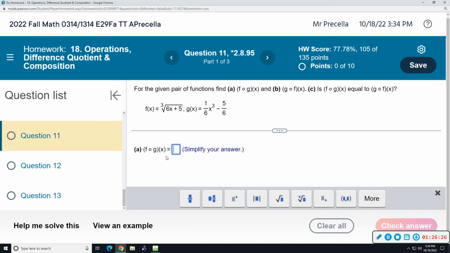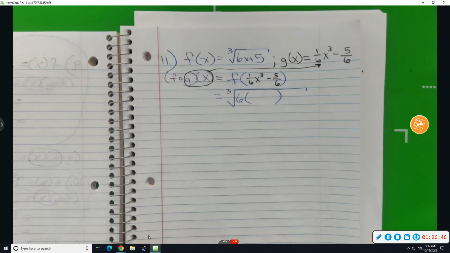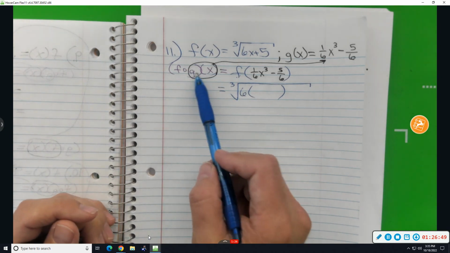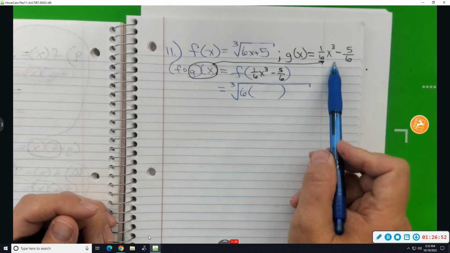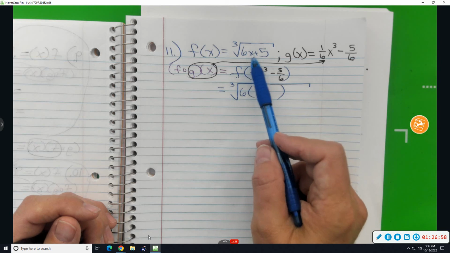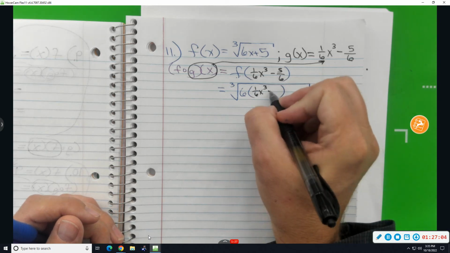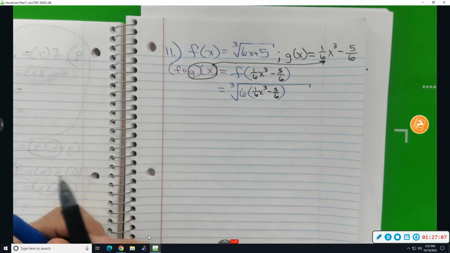Oh, this isn't going to be as bad as it looked at first glance. So we have that cube root and the radical. We have a 6. Replace that x. So g of x is what's on the inside, and we know what g of x is. f is on the outside. So we're coming up here to f. Replace the x with 1/6 x cubed minus 5/6.